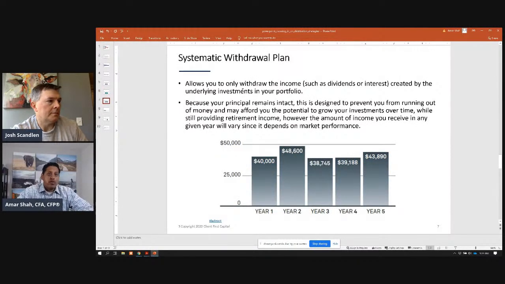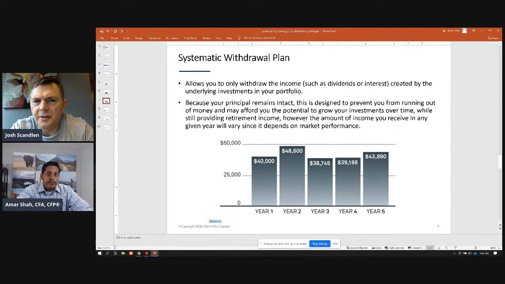So a systematic withdrawal plan, right? This is where we define dividends and interest, and we just take those dollars out. I've seen some people also include their capital gains. So any return. If you had a $1 million portfolio and you earn 5%, then you're going to take 5% out the next year. If you earn 6%, then you're going to take 6% out the following year.